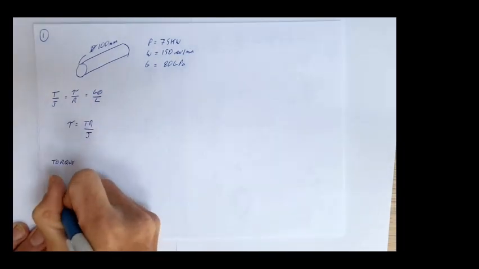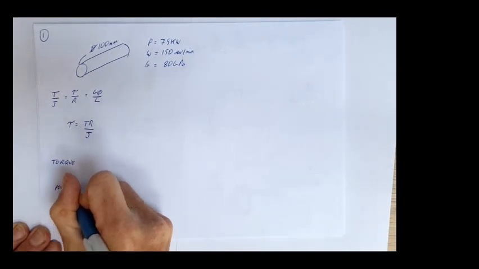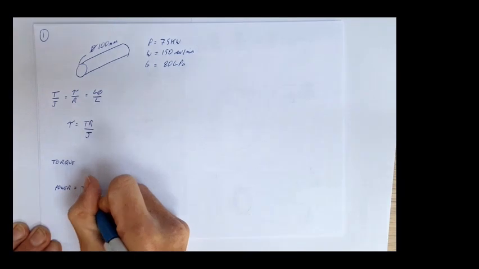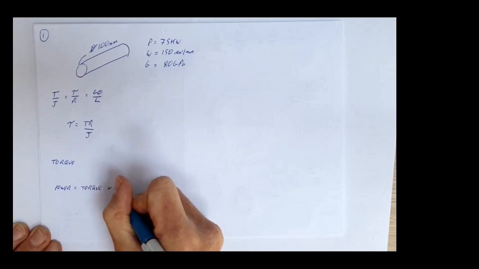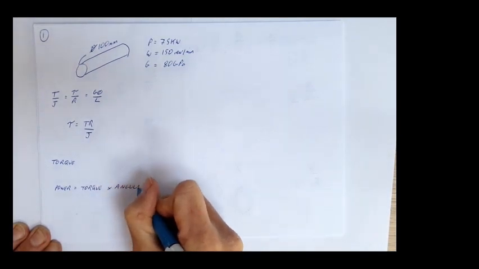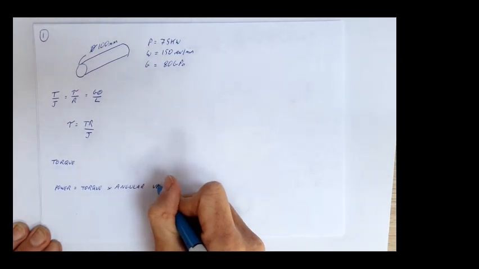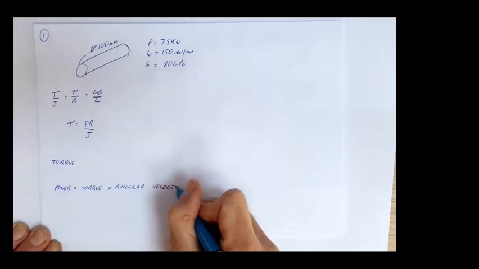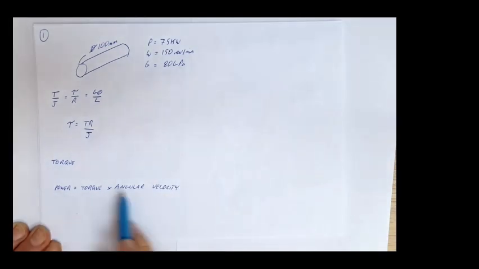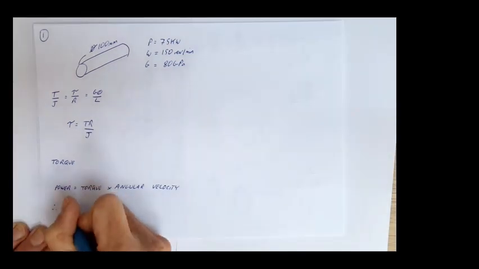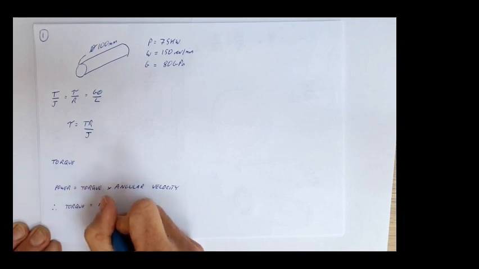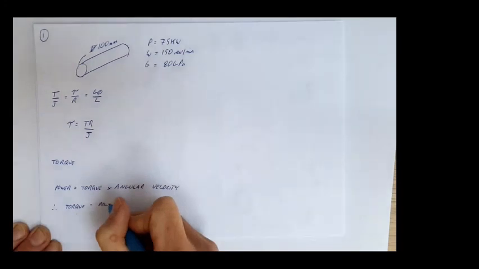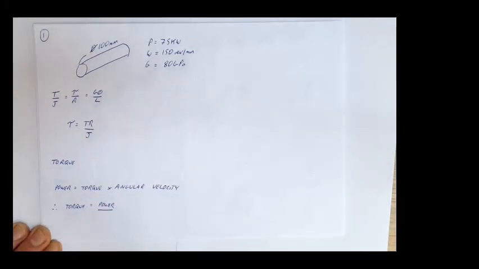Now we know power equals our torque times by our angular velocity. Okay, we know that from our dynamics lectures: power equals torque times angular velocity. So therefore our torque equals our power, 75 kilowatts, over our angular velocity.